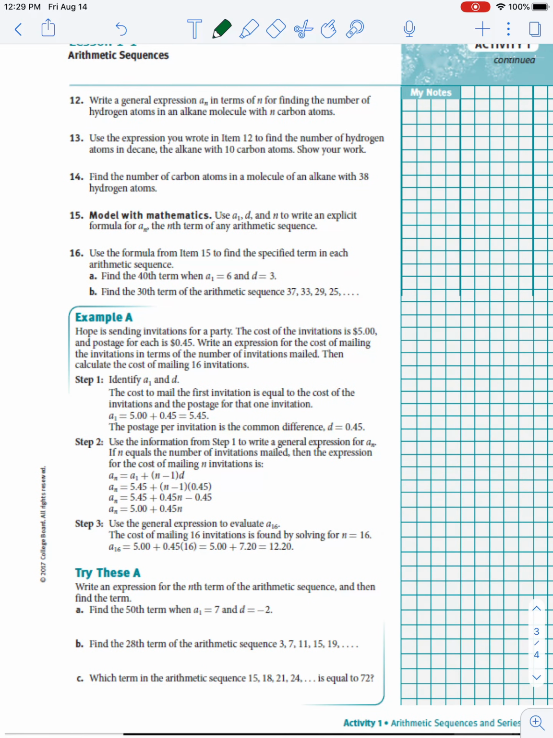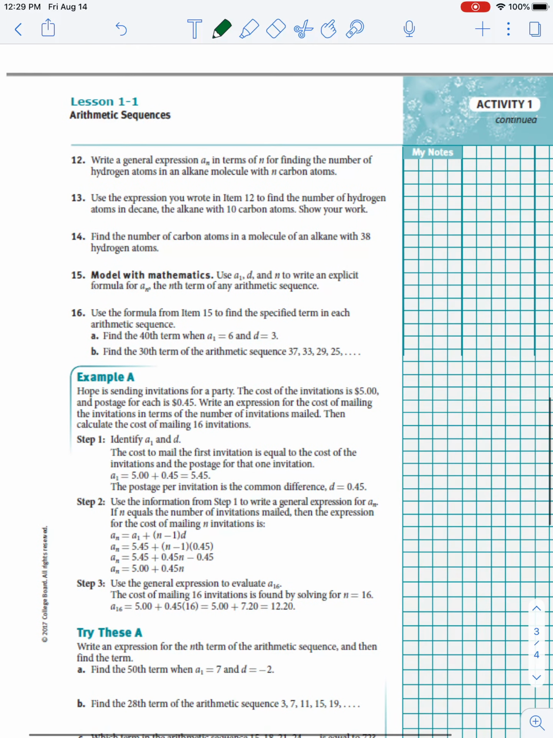All right. Number 12, write a general expression, a sub n, in terms of n, for finding the number of hydrogen atoms in an alkane molecule with n carbon atoms. All right, so we're going to kind of squeeze this in here a little bit. So a sub n equals, and we know we're going to start with 4. Okay, that's our first term. And then we use the number of terms minus 1, if you remember. So n minus 1 and then times 2. That gave us our common difference. Basically, that's developing our formula.